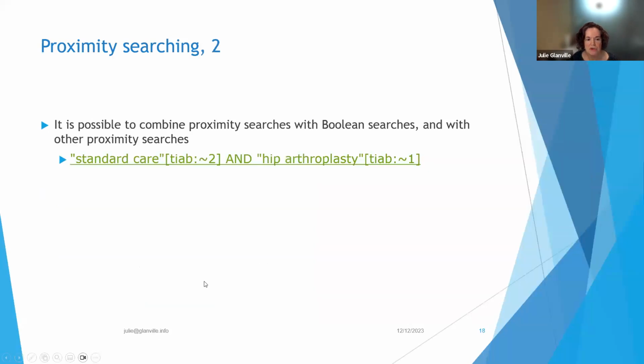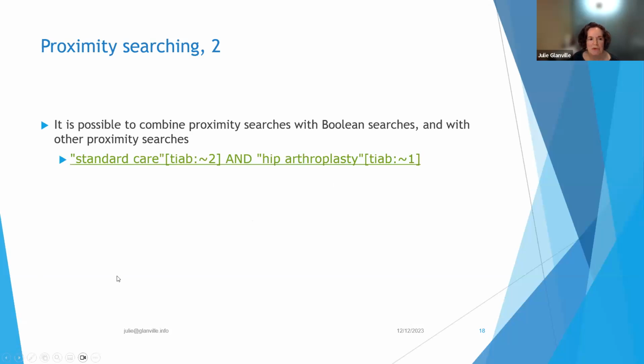And it's possible to build quite complex searches using proximity searches in combination with Boolean searches. So I was mentioning earlier about using AND to combine concepts. Here we've got records that are about standard care combined with hip arthroplasty.